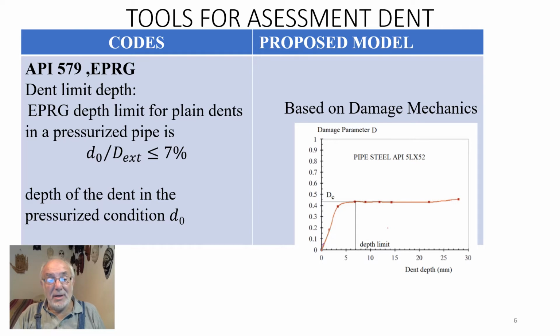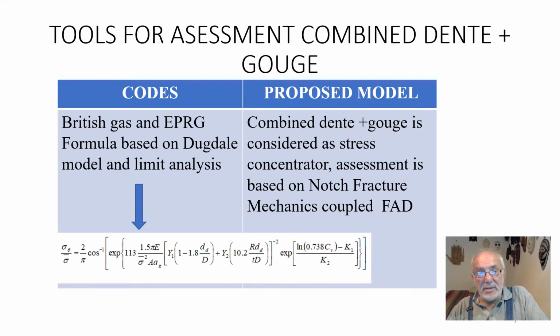For the code, the DENT limit depth is given by an empirical value, and the ratio of the depth of the dent over the external diameter has to be less than 70%. In this slide, we look at tools for assessment of combined DENT and GOUGE defects. There are also two kinds of method, codes or proposed advanced model.